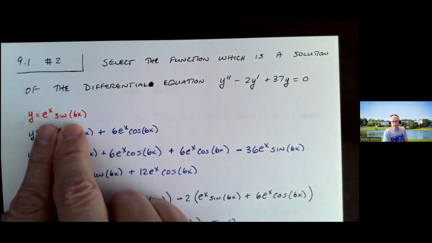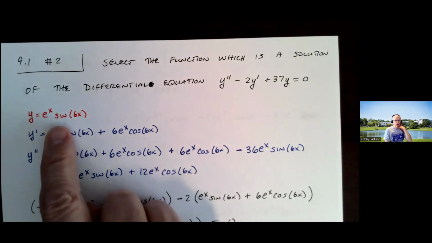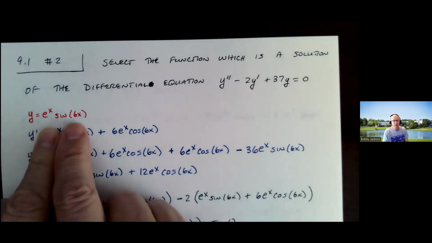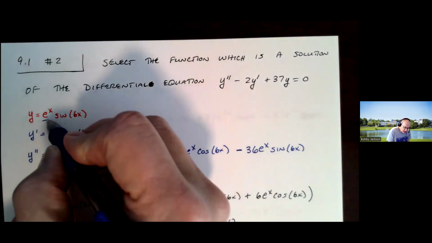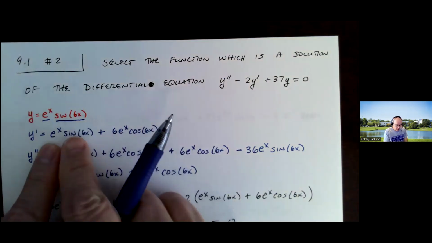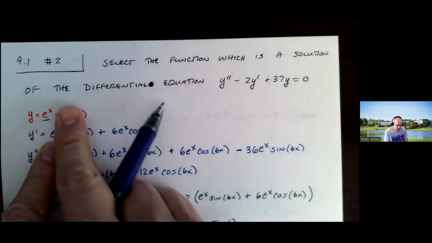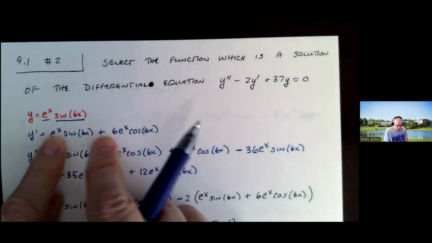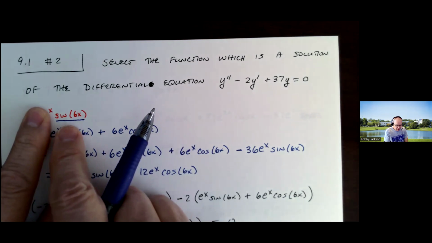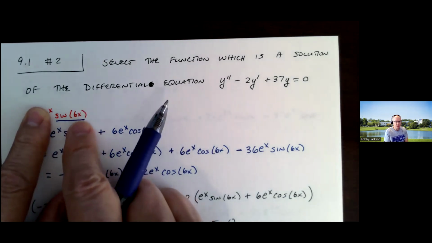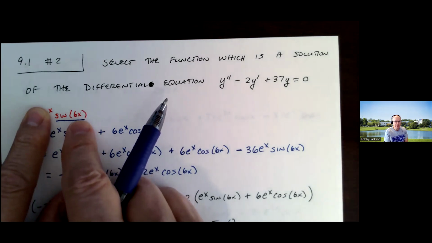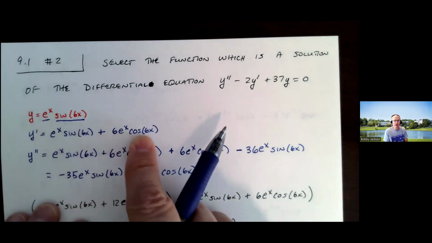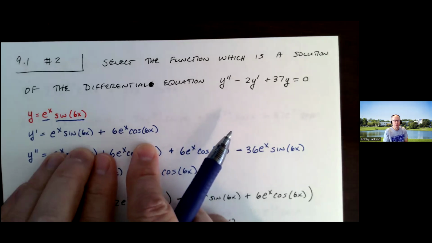This one's actually the solution. I chose it first, but let's see how that comes about. I'm going to take the derivative, and so notice I have indeed a product rule: e to the x times sine of 6x. So I take the derivative of e to the x, which is just e to the x, times sine of 6x. And then when I take the derivative of sine of 6x, notice that's a chain rule. I've got inner function 6x, so the derivative of the outer function sine is cosine of 6x times the derivative of 6x, which is 6. So I get 6 times e to the x cosine of 6x. So there's the derivative.